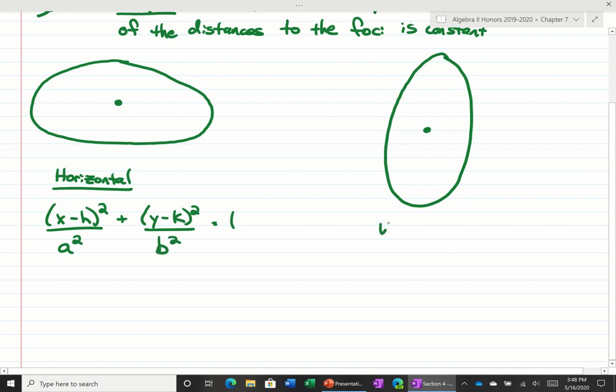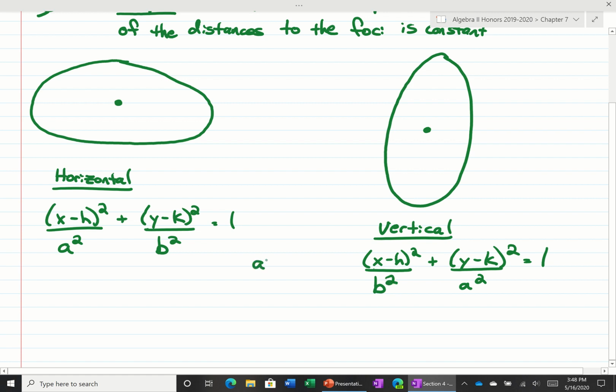If it's vertical, the difference in the equations would be we'd have y minus k squared over a squared here, plus x minus h squared over b squared is equal to 1. In this case, a squared would be under the y and b squared would be under the x. The difference between a squared and b squared is that a squared is always bigger than b squared.